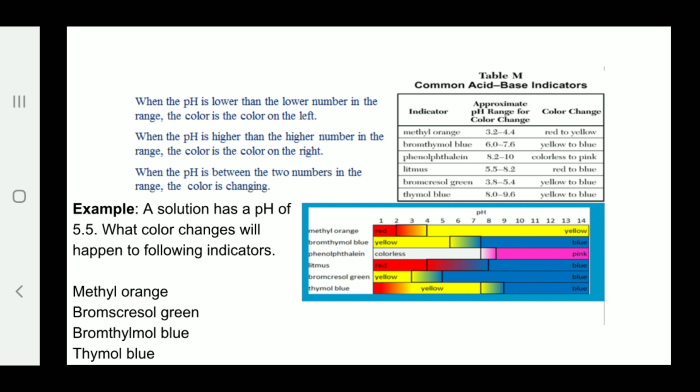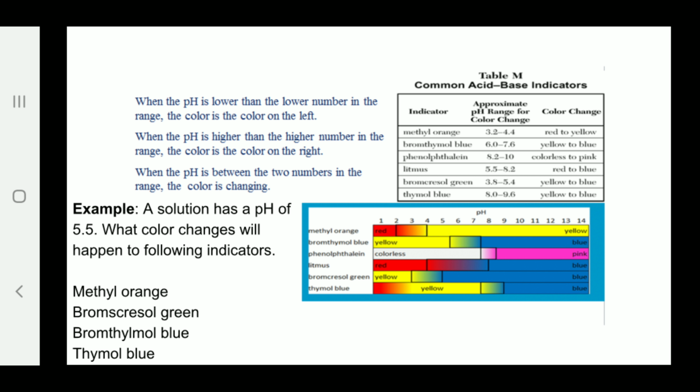So let's look at this example. Here we are asked to use indicators to determine what color will be shown in a solution with a pH of 5.5. When we examine methyl orange, we can see that 5.5 is greater than 4.4. So this solution will be yellow. In bromocresol green, 5.5 is greater than 5.4. So we are going to choose the color to the right, which is blue.